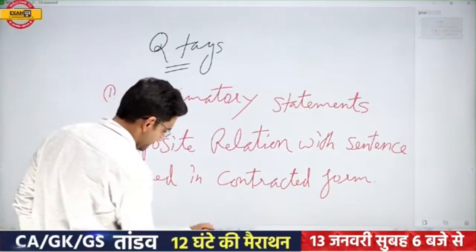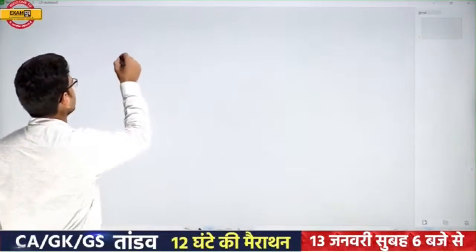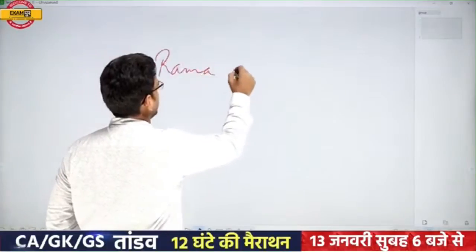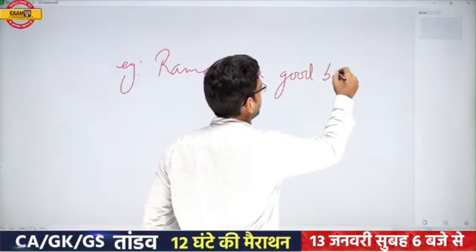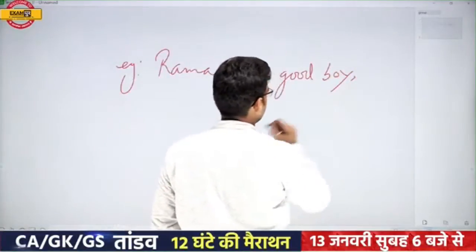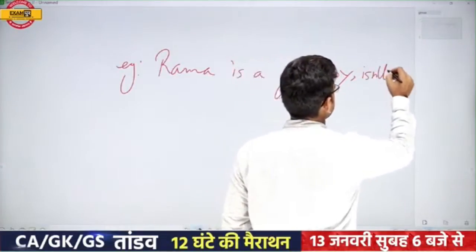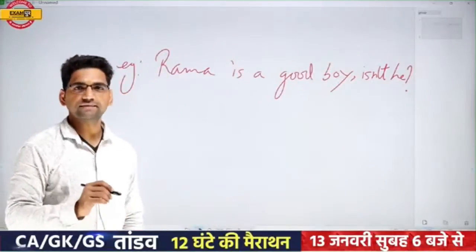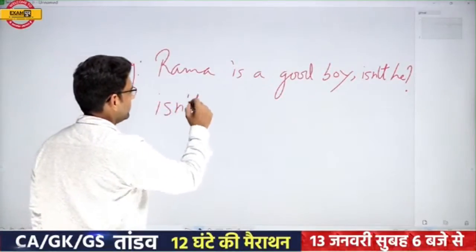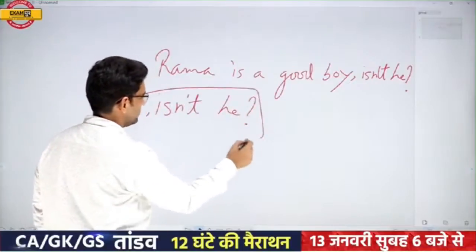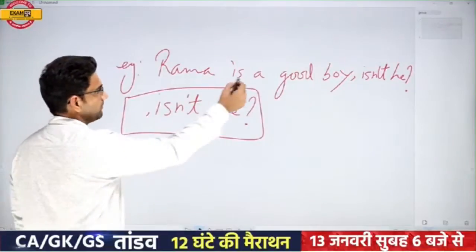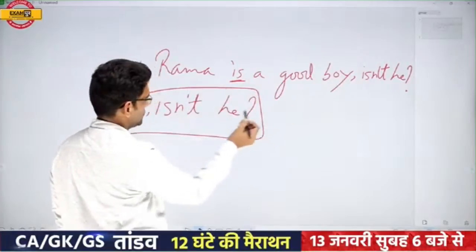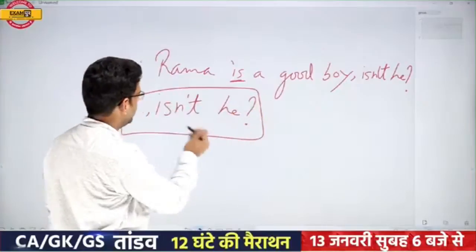All right, now look at here how we use them. For example, I say, Rama is a good boy. So you will use comma and then you will say, isn't he? Rama is a good boy, isn't he? So isn't he is my question tag. This is how question tags are written. You use comma, then the helping verb which is used in the sentence, and because question tags have opposite relation with the sentence, if the sentence is affirmative, question tag becomes negative. So you'll say Rama is a good boy, isn't he?